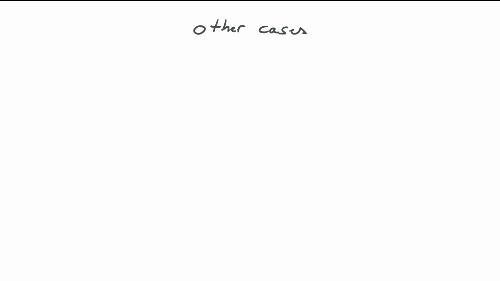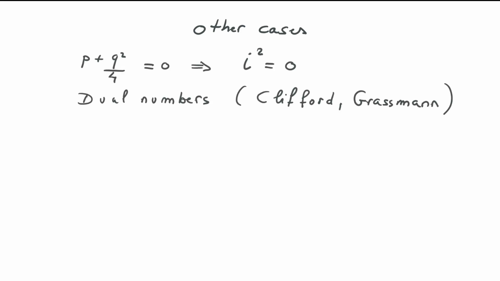Now, that's it for complex numbers, but I will just briefly mention what happens if this inequality is not satisfied. Well, this is the case, for example, for p plus q squared divided by 4 equal to 0. In this case, you can map to a sort of complex number for which the square is 0. And these are what we call dual numbers. If you have heard about Grassmann variables, they do exist. We use them in particle physics. And they are the simplest form of Grassmann variables. So they have a certain utility. They are just not as popular as complex numbers.